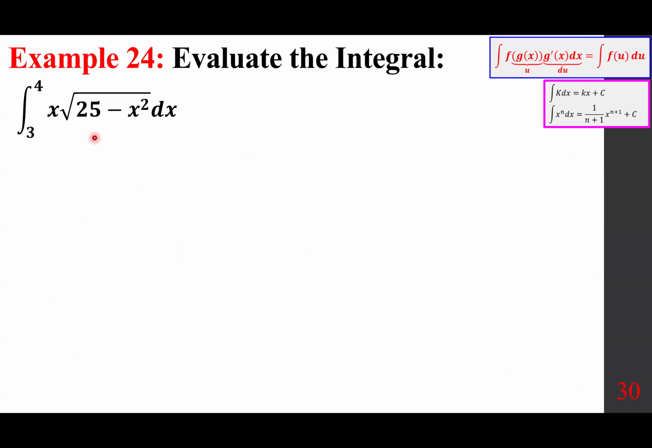How do you evaluate an integral, a definite integral, when it requires substitution? 2 different ways. First of all, this x is a polynomial, 25 minus x squared, not the square root. 25 minus x squared is a polynomial. 25 minus x squared is more complicated. That is the choice of u. The derivative is negative 2x, which makes du negative 2x dx.